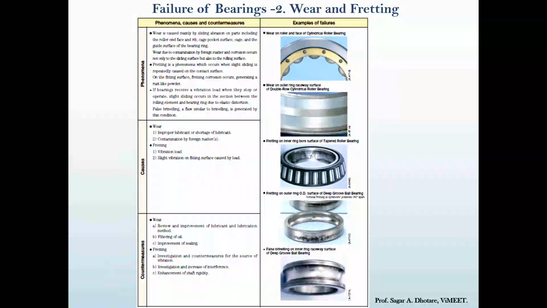The wear due to contamination by foreign matter and corrosion occurs not only to the sliding surface but also with the rolling surface. Then fretting is the phenomenon which can occur when slight sliding is repeatedly caused on the contact surface. On the fretting surface, fretting corrosion generally occurs because of rusting, and it could be in the form of powder. You can see in the figure, it is shown over there.